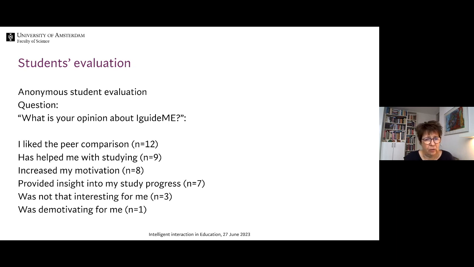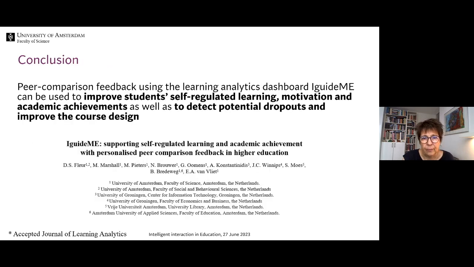Only one student felt demotivated. In the years before, we also had a study where we compared students with the average students and not with students with the same goal. There we noticed that more students were demotivated. So in this case, we had an improvement in our study. We have also prepared a paper for the journal. It is already accepted in the Journal of Learning Analytics, but not yet published. I think it's in press.